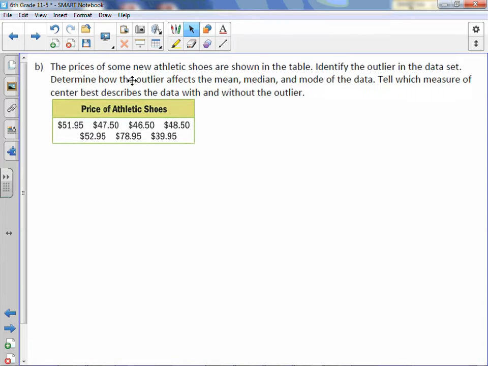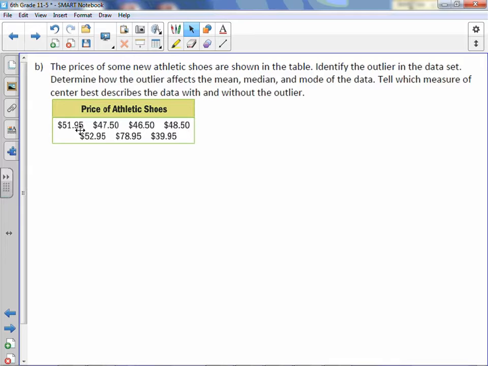The prices of some new athletic shoes are shown in the table. Identify the outlier in the data set. Determine how the outlier affects the mean, median, and mode of the data. Tell which measure of center best describes the data with and without the outlier. So we're doing the same thing, only with a different set of data.